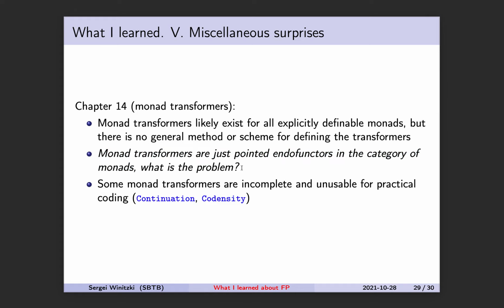If somebody tells you this, they're making a joke. It's not obvious. It's not easy. There are 18 laws if you just write down what this means. And finally, I found to my dismay that some monad transformers are incomplete and actually unusable. Especially the continuation monad and the codensity monad have transformers that are unusable. They do not have certain methods that are necessary if you wanted to use transformers in practice.